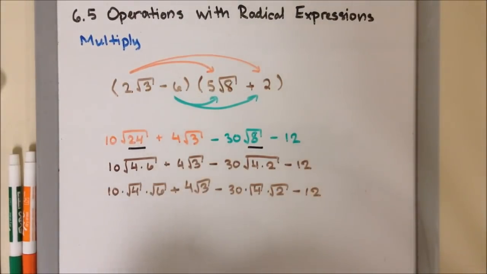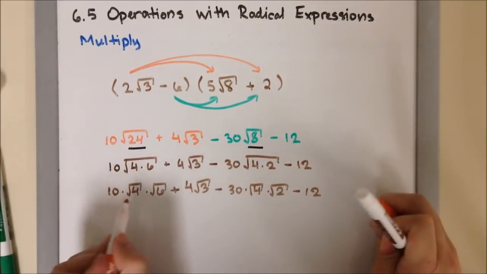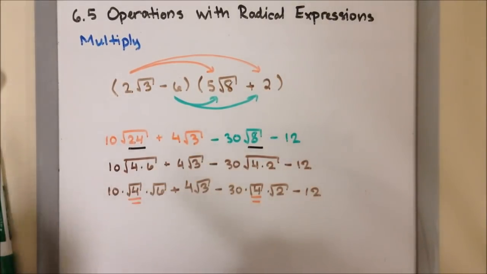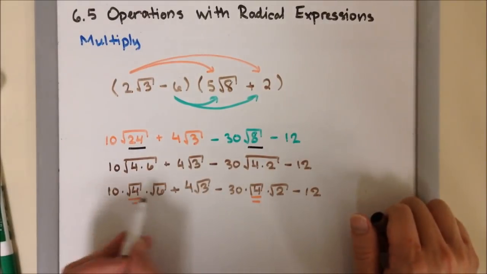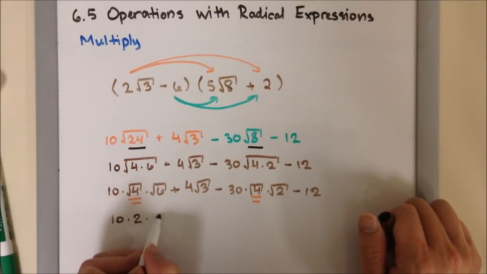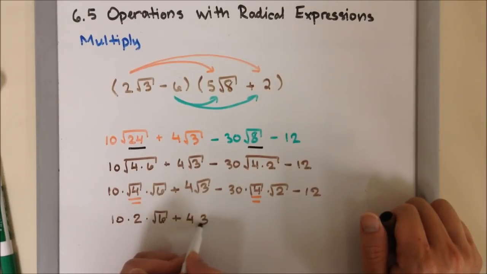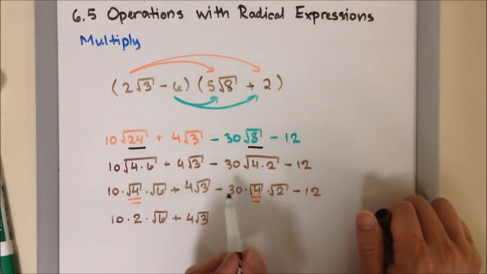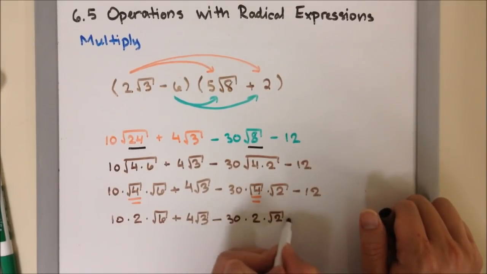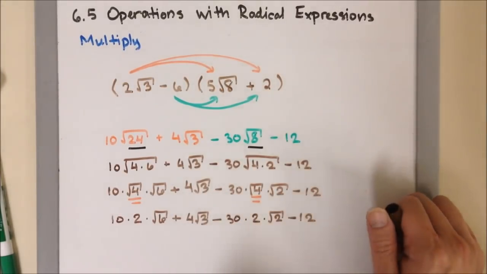Alright? So now, the only one I could simplify is the square root of 4 on both of these terms. So the one I have on the left will be 10 times 2 times square root of 6. Bring down the 4 square root of 3. And then the one I have on the right will be 30 times 2. And again, I got the 2 from the square root of 4. And then bring down the minus 12.